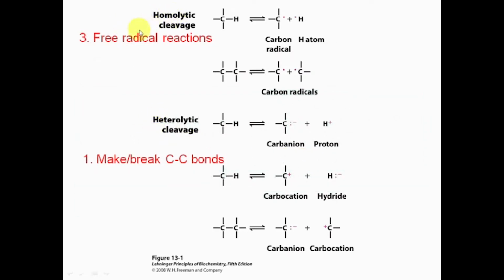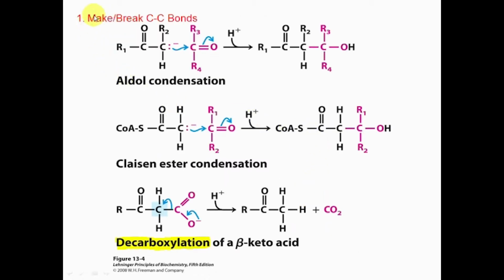This is showing homolytic cleavage, which is free radical reaction. This is showing a heterolytic cleavage, where you can make or break carbon-carbon bonds. And so we see we can make carbanions, we can make carbocations, we can make hydrides, or we can make protons. These are 3 specific types of reactions we see within the make or break carbon-carbon bonds.